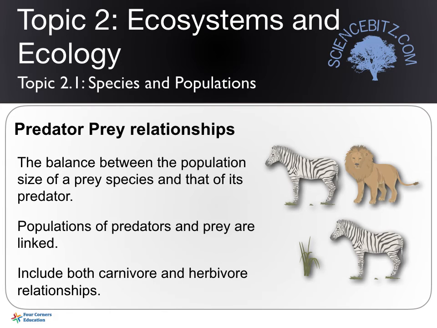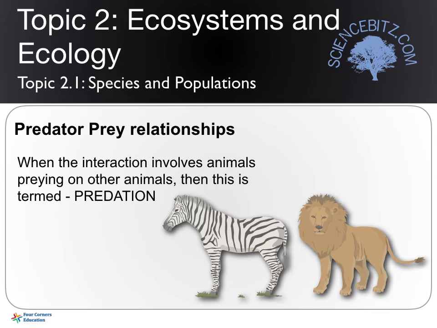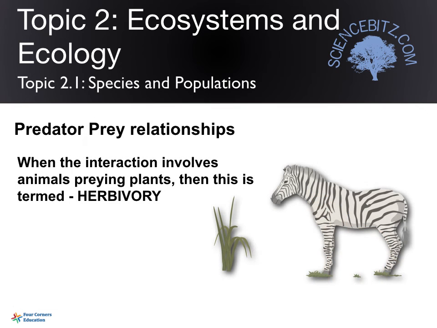A predator-prey relationship is a form of competition. The predator is trying to catch, and the prey is trying not to be caught, and they're linked together. And in thinking of this, we can also think about herbivores as being predators and prey. The herbivore is preying on the plant species. So we also have a predator-prey relationship. When the interaction only involves animals, we call that predation. But when the predator-prey relationship involves animals that eat plants, we call that herbivory.